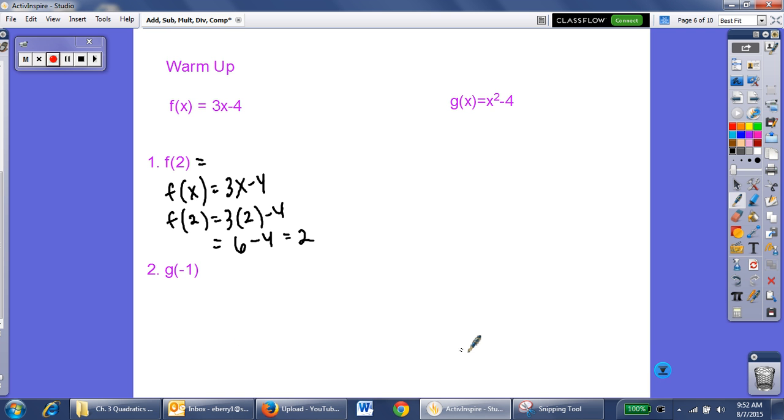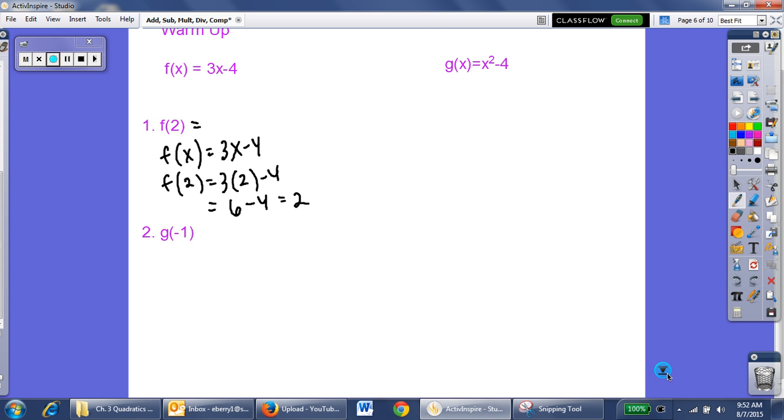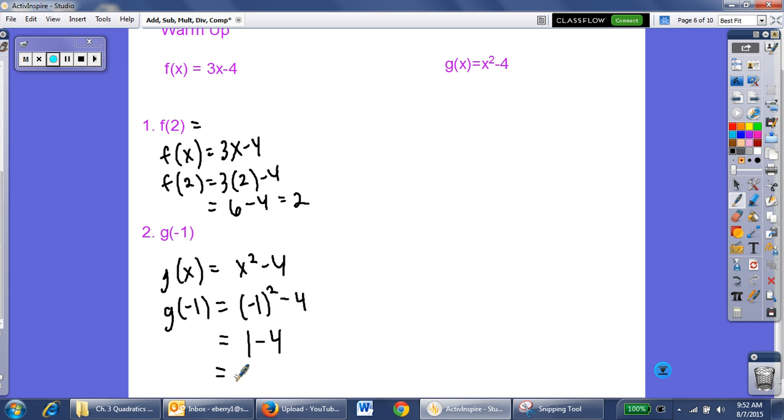Now the same thing for number 2, g of negative 1. So looking at g of x up here, let me write that down to show my work. G of x is x squared minus 4. I need to take out the x and put in negative 1. So g of negative 1 would equal negative 1 squared, notice the use of parentheses here, minus 4. Negative 1 squared is positive 1 minus 4. So 1 minus 4 is negative 3. This will be a really helpful warm-up as we get into the lesson for today.